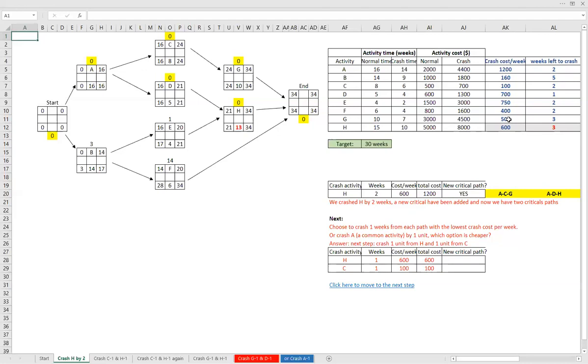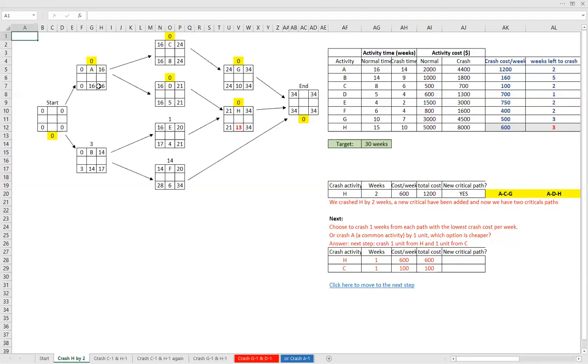And on ADH, we have A is 1,200, D is 700, and H is 600. And I think I said before C is 700, but no, C is actually 100. So if you look carefully, the cheapest on ACG will be activity C, and the cheapest on ADH will be activity H. Now, what we can also see is that activity A is a common activity for both paths.